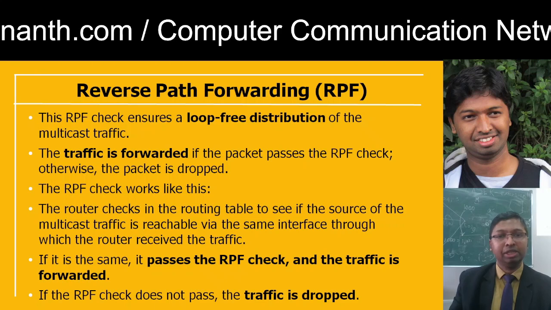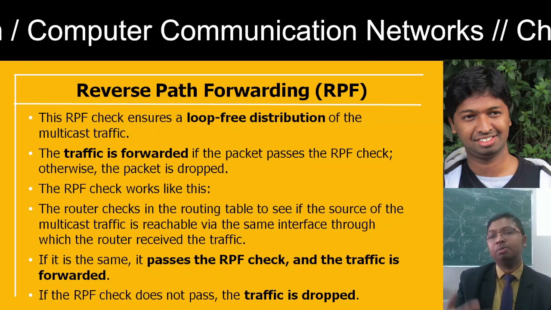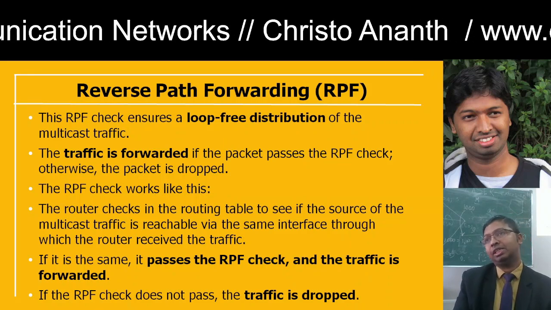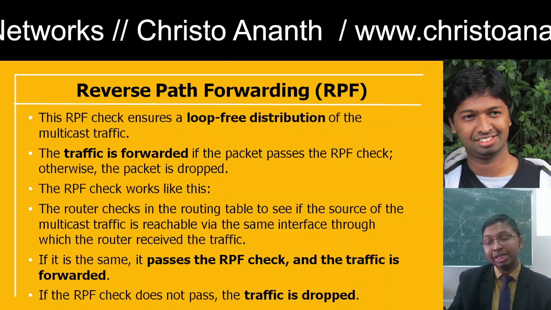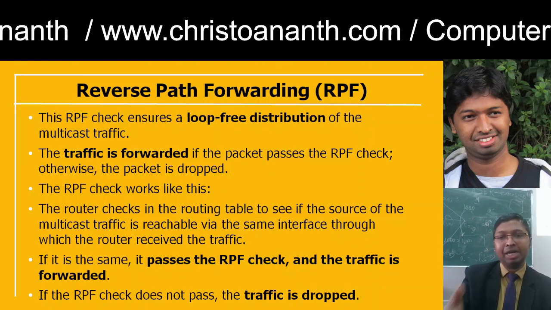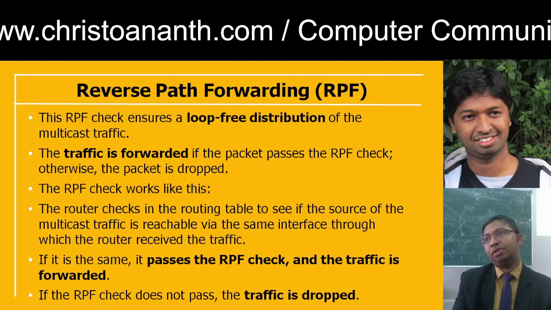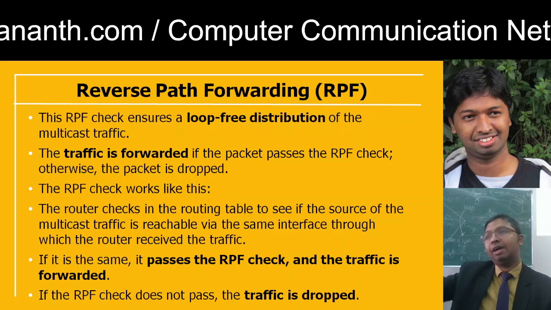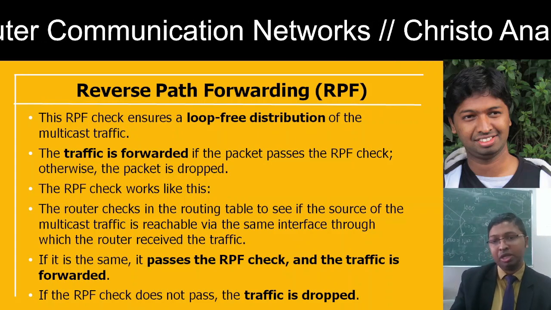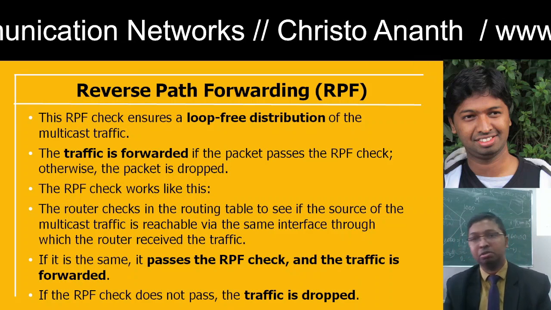So here it will be working like this. The router will be checking in the routing table to see if the source of the multicast traffic is actually reachable through the same interface. If it is the same, it will pass the RPF, reverse path forwarding, check, and the traffic is forwarded. If the reverse path forwarding check does not pass, the traffic will be dropped.